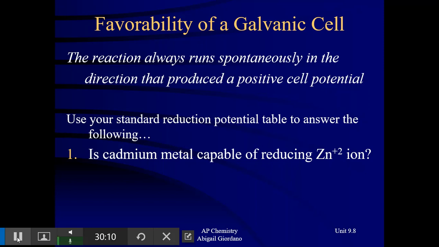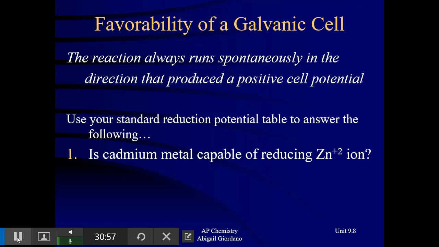So flip it around, and you'll notice that when you flip it and change the sign, the potential for that half reaction is positive 0.40 because I flipped it around. Now I want you to find zinc plus 2 ion in your table, and you'll notice that it is on the reactant side, and that's where we want it, so we're not going to have to flip that one. And that half reaction has a potential of negative 0.76. So what do you get when you add negative 0.76 to positive 0.40?